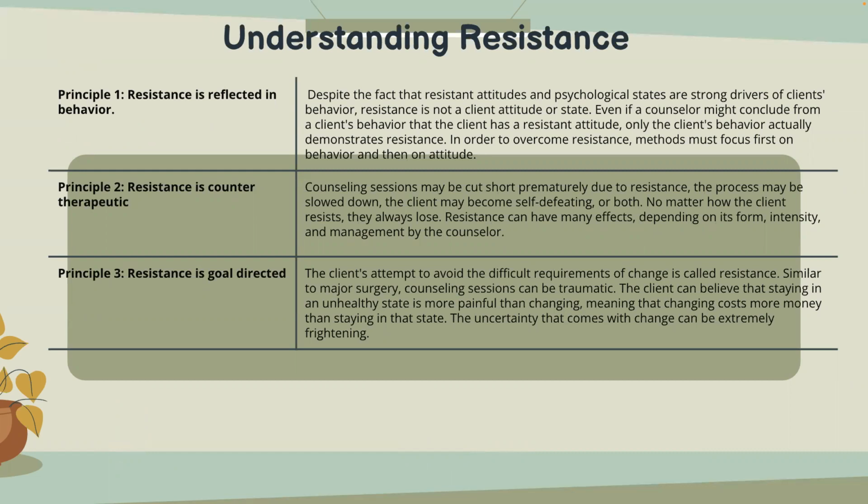Despite the fact that resistant attitudes and psychological states are strong drivers of a client's behavior, resistance is not a client's attitude or state. Even though a counselor might conclude from a client's behavior that the client has a resistant attitude, only the client's behavior actually demonstrates resistance. In order to overcome resistance, methods must focus first on behavior and then the attitude. So basically, they're saying ignore the attitude and focus on the behavior. They came. So we want to focus on the fact that they came and work on the attitude later.